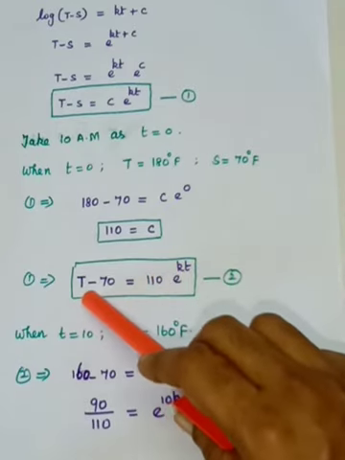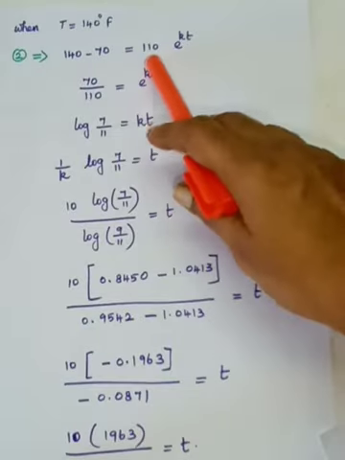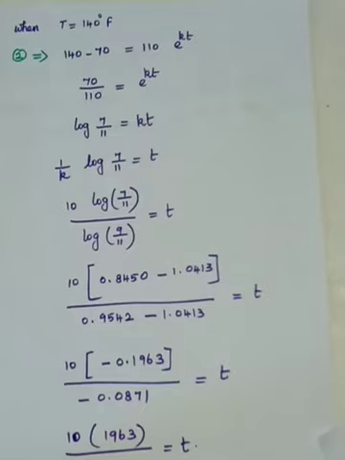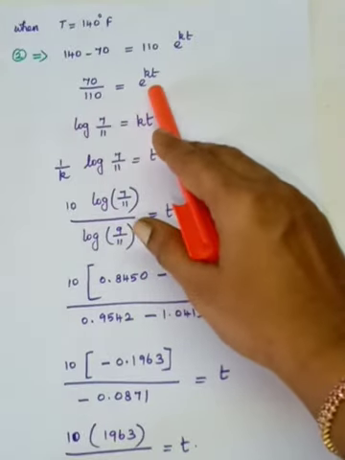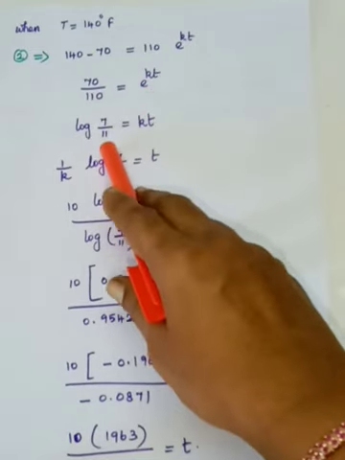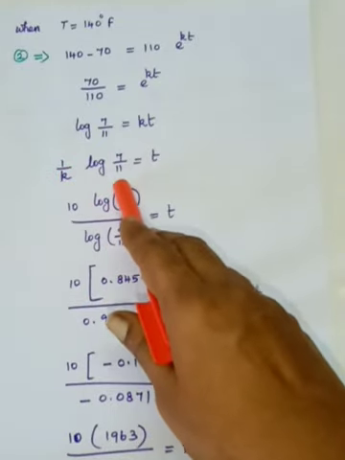So now your T is what? 140. So 140 minus 70 is equal to 110 e power kt. 140 minus 70 is what? It is 70 divided by 110 is equal to e power kt. So when you take e to the left side, it is log of 7 by 11 is equal to kt. So t is equal to 1 by k log of 7 by 11.